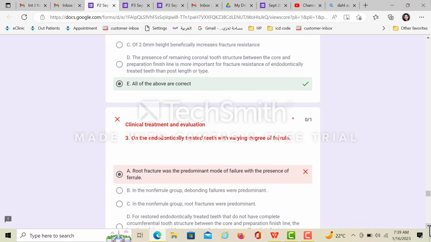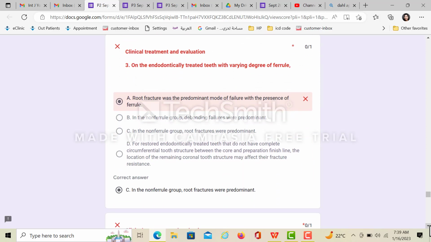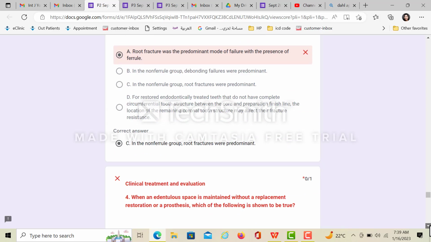Now, on the endodontically treated teeth with varying degrees of ferrule, what is the correct statement? That is what they are trying to ask. So, in the non-ferrule group, root fractures were predominant. That is correct, because when you don't give a ferrule and you just put the crown over it, root fractures will be dominant. So that's the correct answer.